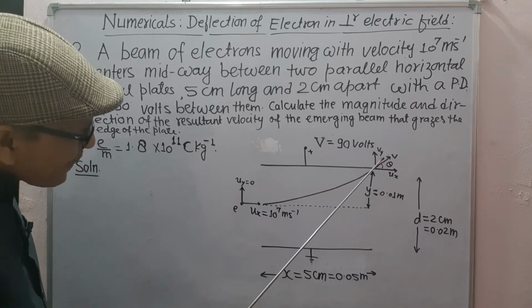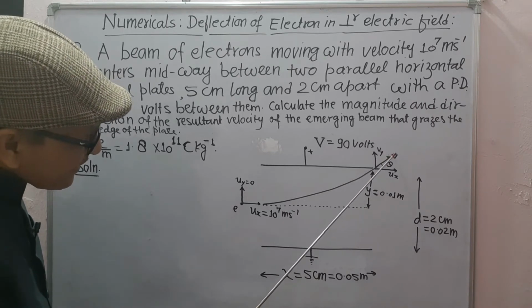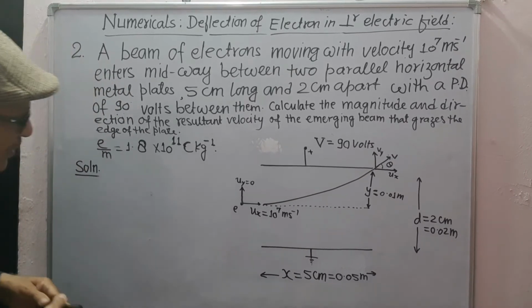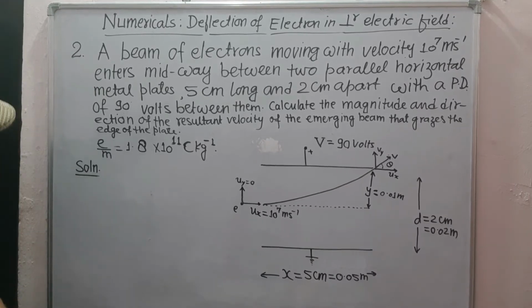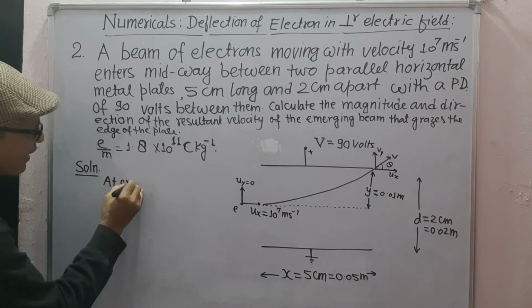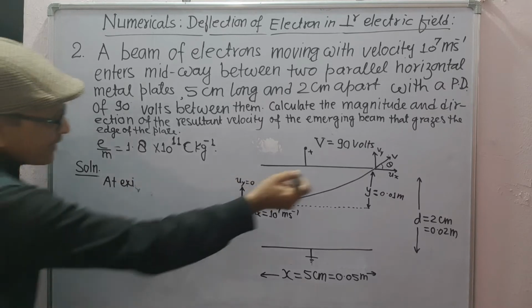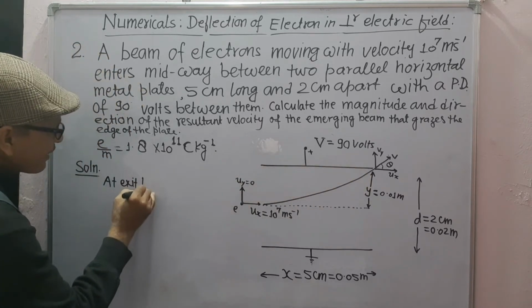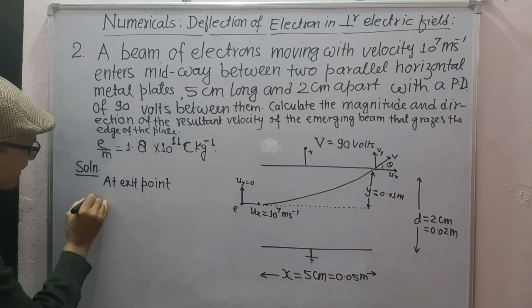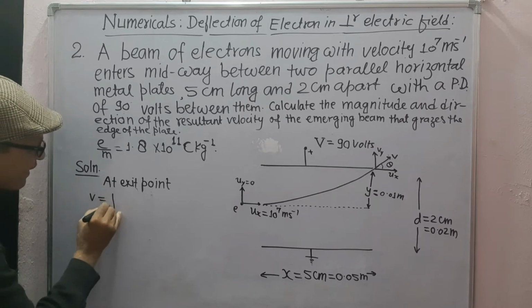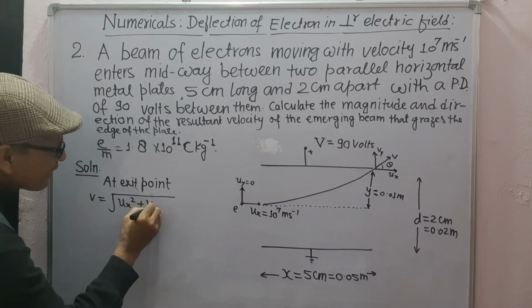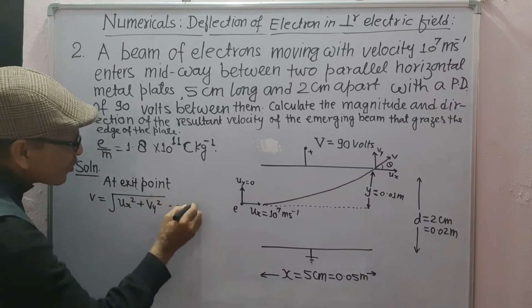Now we have to find the resultant velocity v at the exit point. At the exit point, the resultant velocity will be equal to the square root of u_x square plus v_y square. Suppose this is equation 1.